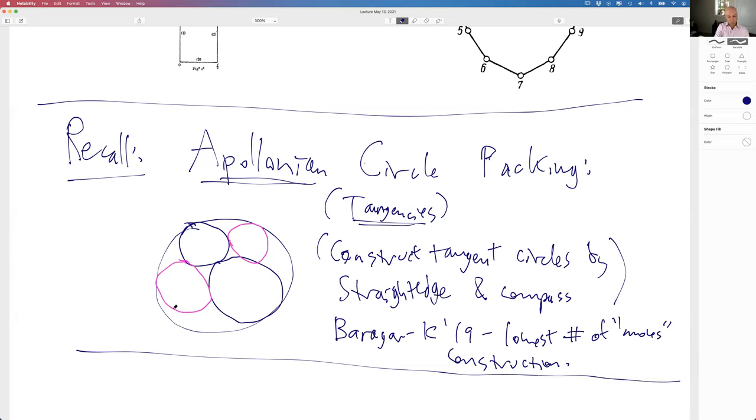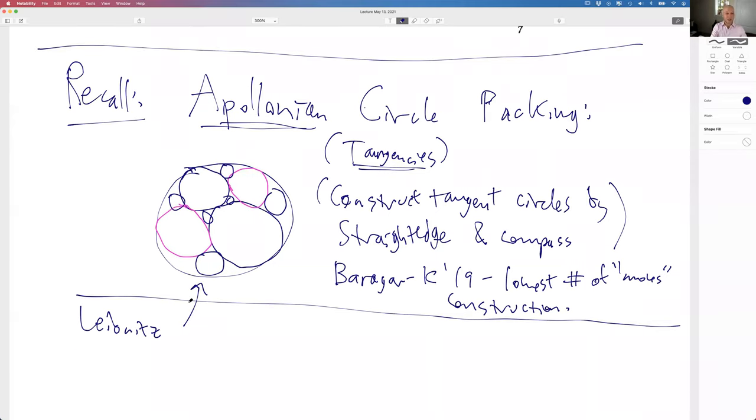So once you can put in these tangent circles, you see you have another triplet of tangent circles, and you can put more tangent circles into these. And apparently this was first done by Leibniz. So Leibniz constructed what we now call an Apollonian circle packing, which is this fractal in the plane. Around 1700 or so.